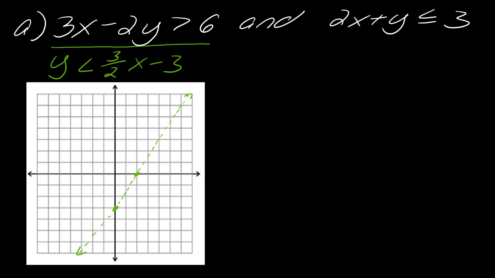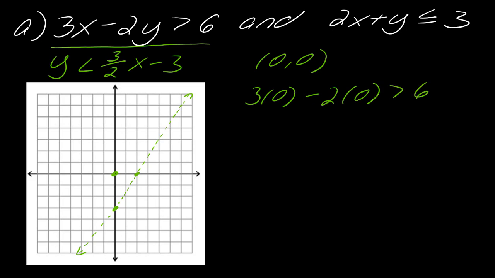Okay, so now what we want to do is figure out what side we would color, or shade, in this case. So I'm just going to pick 2 points on each side of this line. I'll start with (0, 0). And just as a reminder, you can plug this into either form of this equation. You'll get the same result. So I'm going to plug (0, 0) into this form here. So if I do that, this is going to be 3 times 0 minus 2 times 0. So this says that 0 is greater than 6, and that's false.